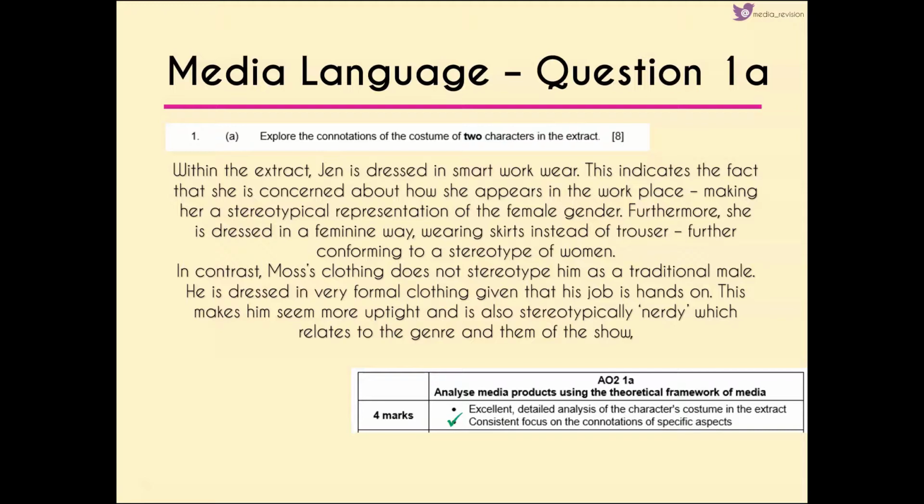Back to the question then, have I given a consistent focus on the connotations? Yes, I have. And I'm going to leave it down to you guys to decide whether or not I've given an excellent analysis. Pop a comment below letting me know what you think. Would I get the full 4 marks here, or do we think that I've not given enough detail? Perhaps that'll drop me down to 3.